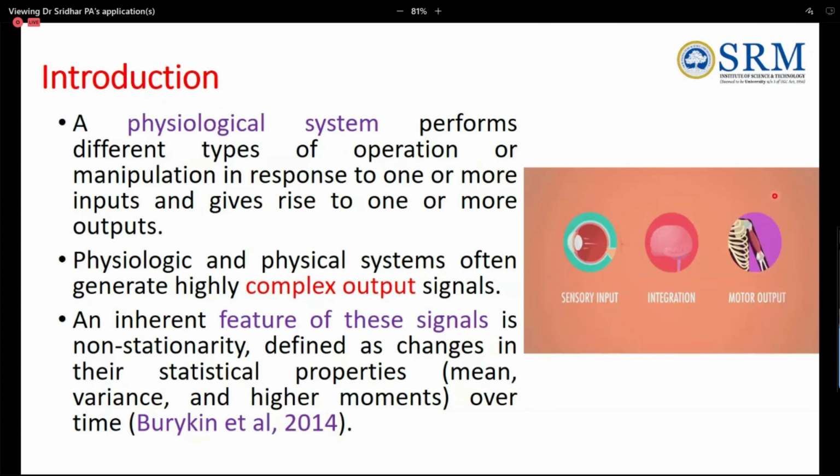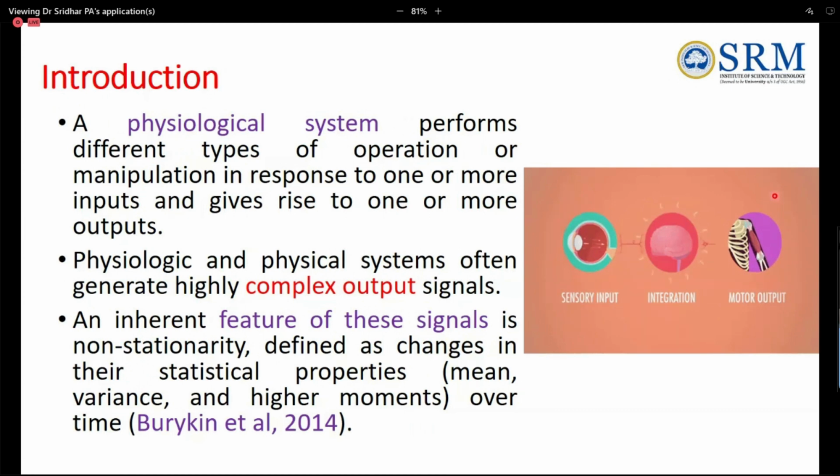So both the physiological as well as the physical system. The physical system is the one which will be activated based on the input. These generate a highly complex output signal. So we are only recording the output signal from the body, what happens due to a particular input. It can be one input, or in response to one or more inputs, which gives rise to many outputs with respect to this physiological system.